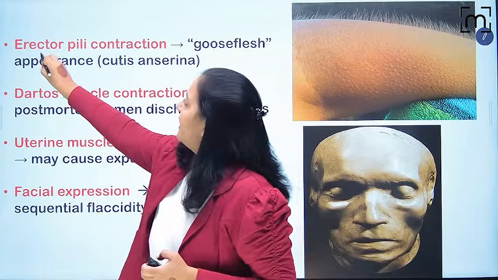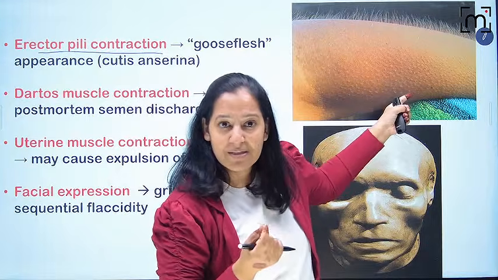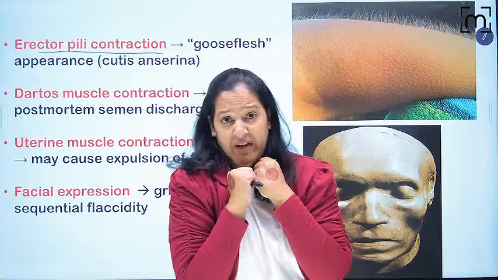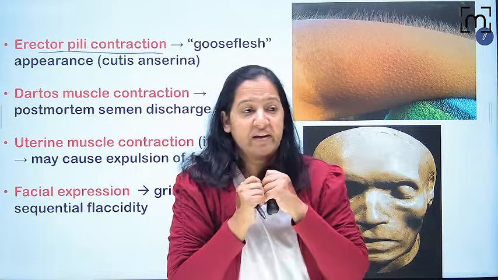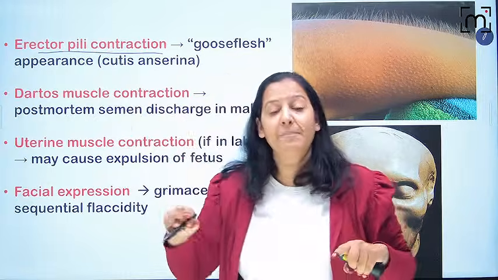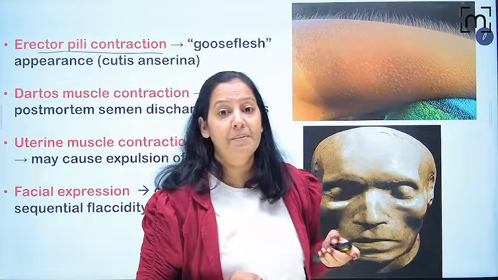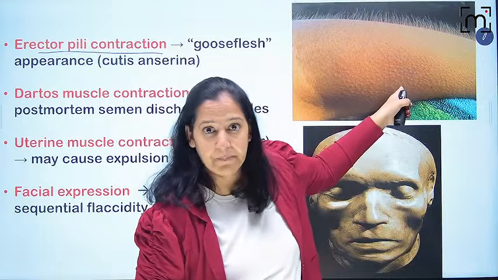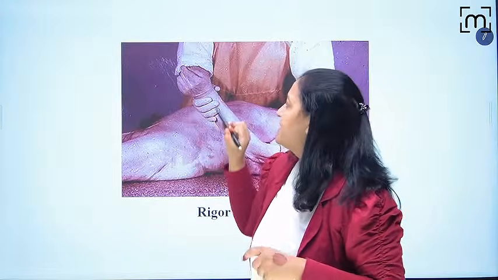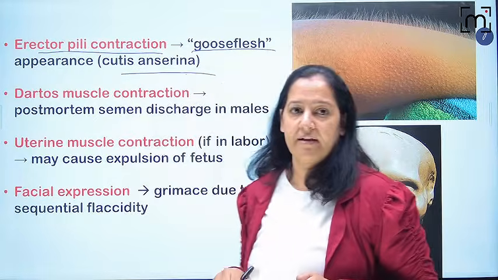You know this muscle, the erector pili muscle. This muscle is present in the skin, na? That causes goose flesh, erection of these hairs. Whenever we feel cold or whenever we are excited or fearful, we have this appearance because of contraction of the erector pili. So the erector pili muscle also contracts along with all other muscles. All the muscles are contracting, na? So the dead body has this appearance. It is known as goose flesh appearance, or also known as cutis anserina. So this appearance is there in the dead body.